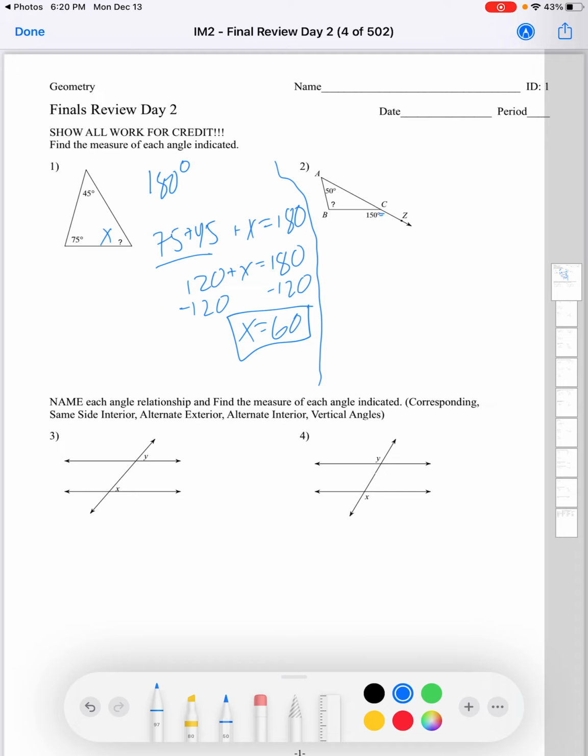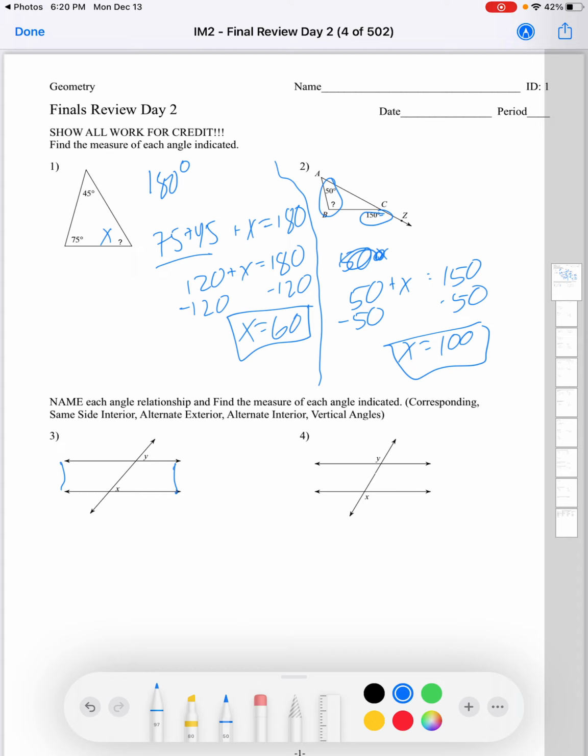Here, an outside angle like that is going to be equal to the two angles inside the triangle that are far away from it. So 50 plus x equals 150. Subtract 50. X is 100.